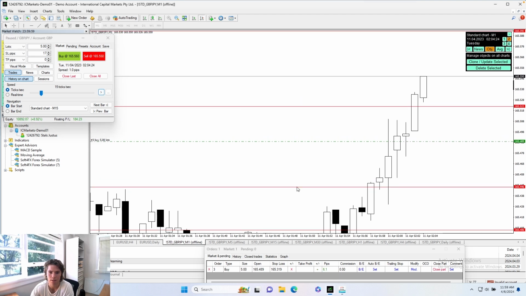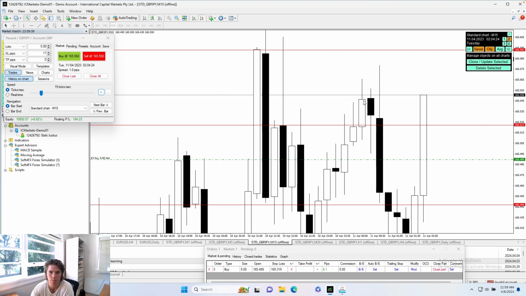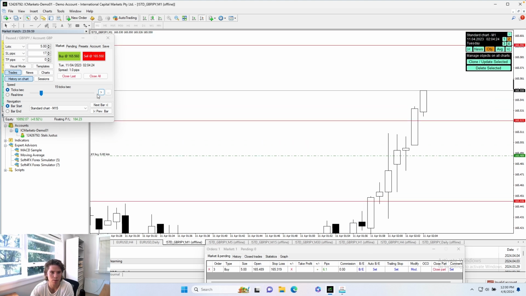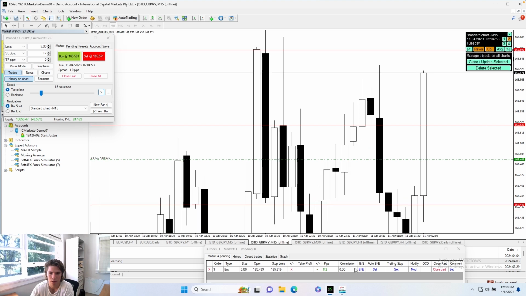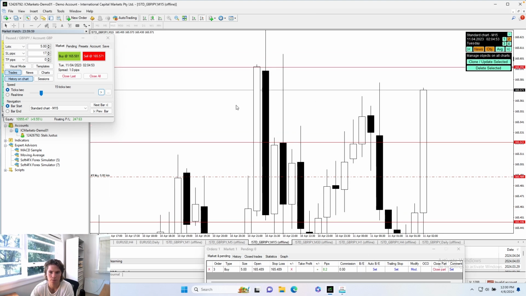Okay, we're pushing nicely. 15-minute pushing above these levels. If we get one more push, I'm going to go break even. Okay, break even for sure. Let's see if we can fill this range.